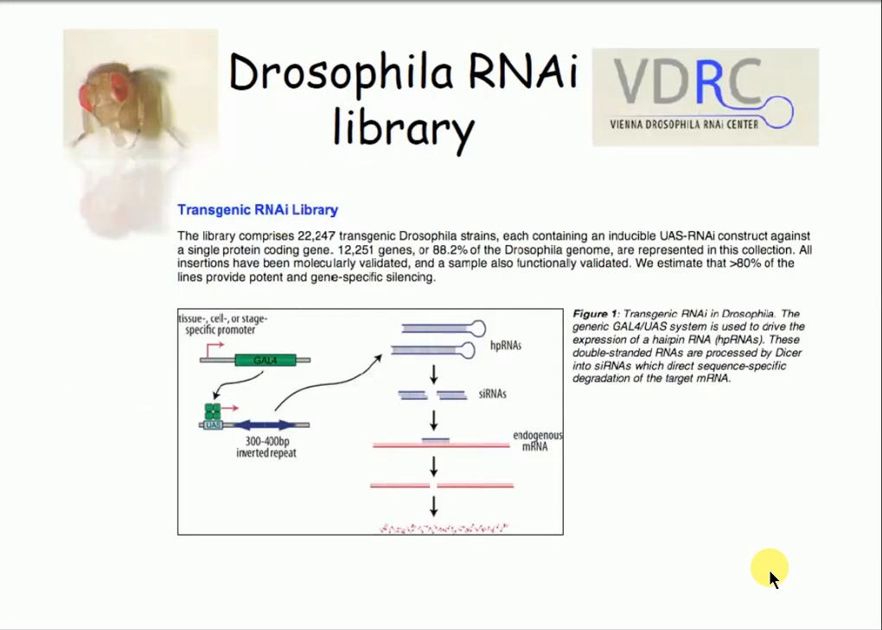For Drosophila, there is a transgenic library available. Here it lists 20,000 genes, 20,000 inserts, but meanwhile probably there are around 40 to 60,000 lines available with siRNAs, which you can order from stock centers. So a lot of tools are available for this organism.